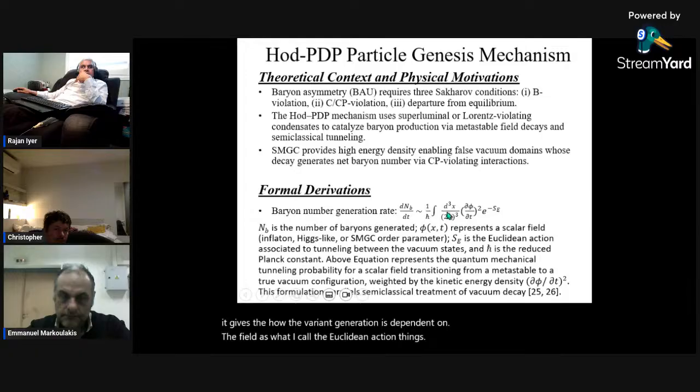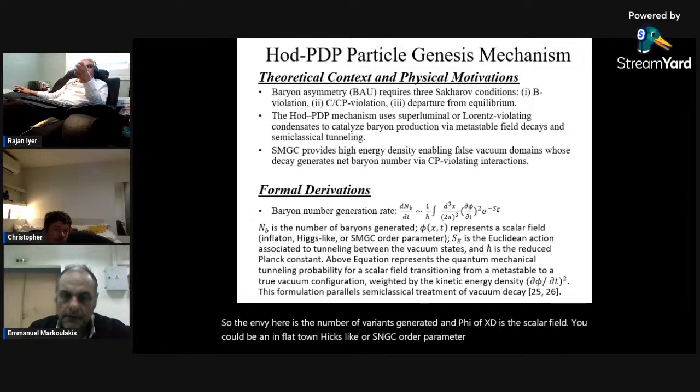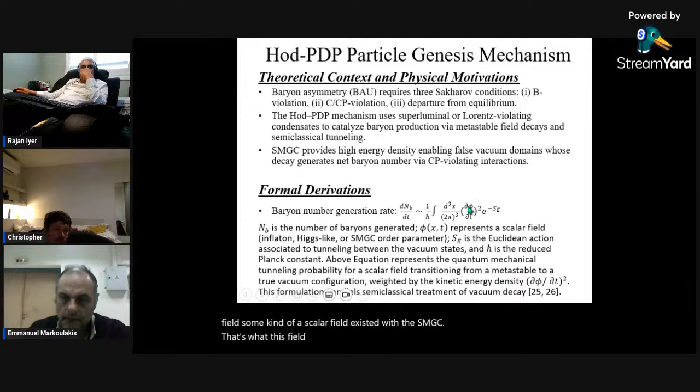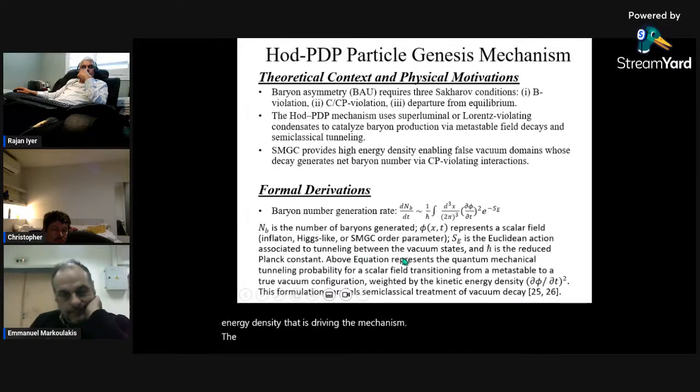So the NB here is the number of baryons generated, and phi of x,t is the scalar field. It could be an inflaton, Higgs-like, or SNGC order parameter. So maybe in the initially unified field, some kind of a scalar field existed with the SNGC. That's what this field equation is, and this d phi by dt squared is the kinetic energy density that is driving the mechanism. So S_E is the Euclidean action associated with tunneling between vacuum states.